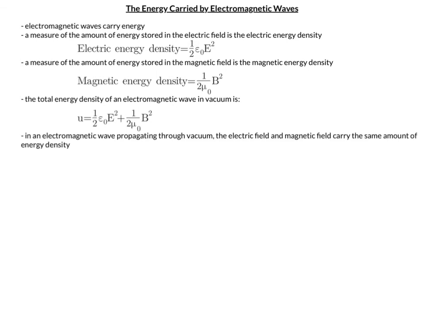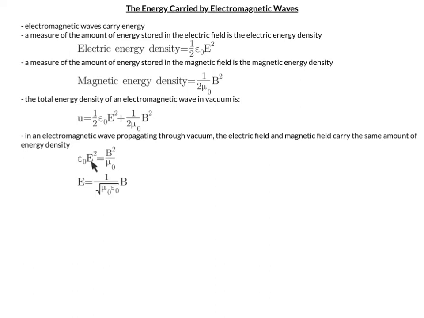And when electric fields and magnetic fields travel together to form an electromagnetic wave, the electric fields and the magnetic fields carry the same amount of energy. Then we can say that this value is equal to that value. So when we set them equal to each other and cancel out the 1/2s, we end up with epsilon naught E squared is B squared divided by mu naught.